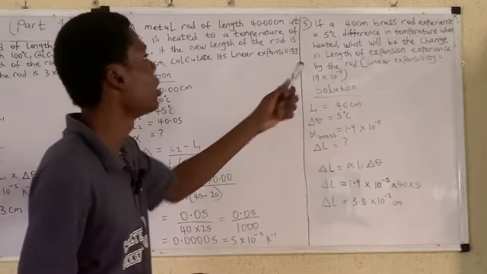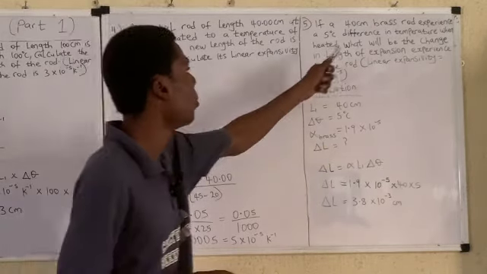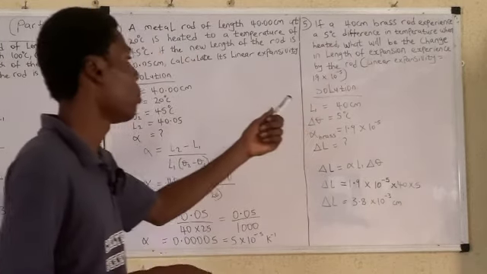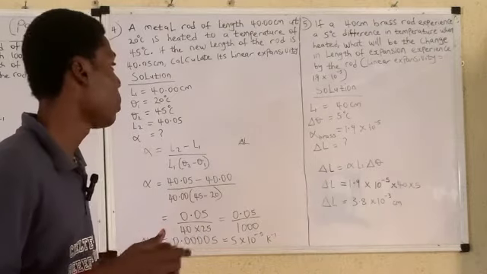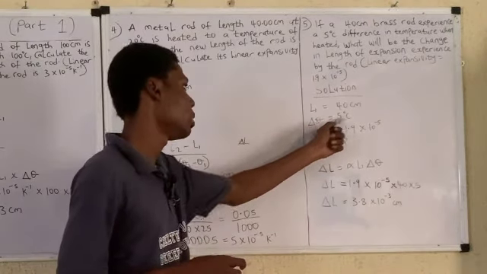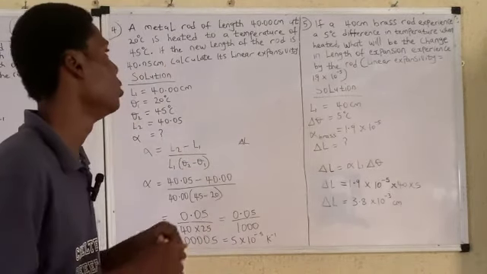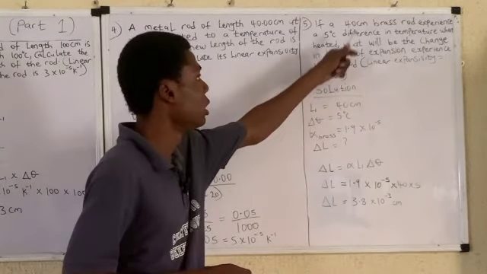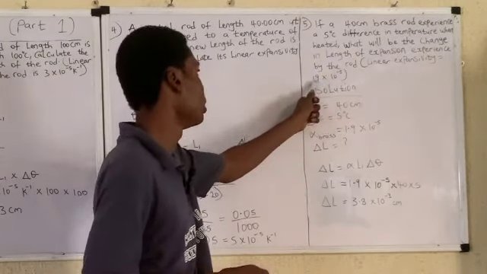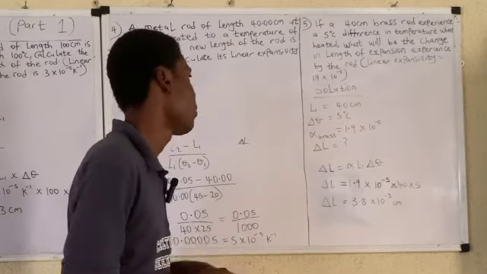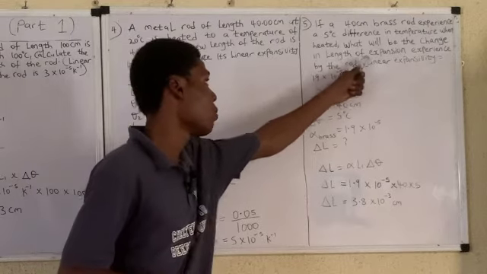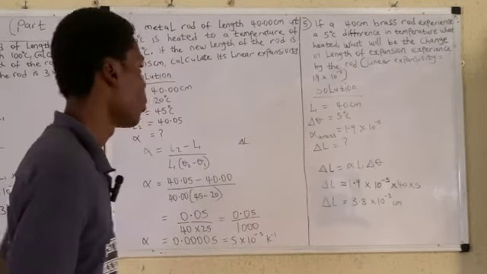Then they said 5 degrees Celsius difference in temperature. So that is our change in temperature, which we have here as angle theta equal to 5 degrees Celsius. Then they gave us our linear expansivity of the brass rod as 1.9 times 10 raised to power minus 5, which we have here. So they said we should find the change in length of expansion. So that is what we are looking for here.